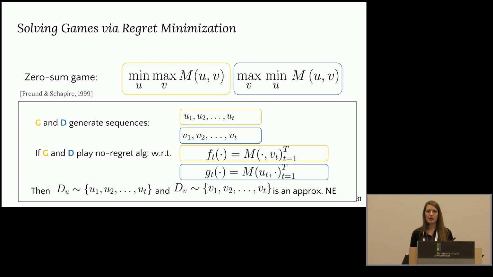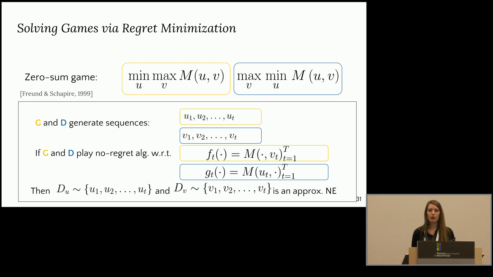Now let's see how we can use FTRL, or another no regret algorithm, for solving min-max games. Here we have a zero-sum game with two players, G and D. At every step, both G and D generate a sequence of actions, here denoted by U and V. If both players select these actions U and V by using a no-regret algorithm, then the history of the game is guaranteed to converge to the mixed Nash equilibrium.